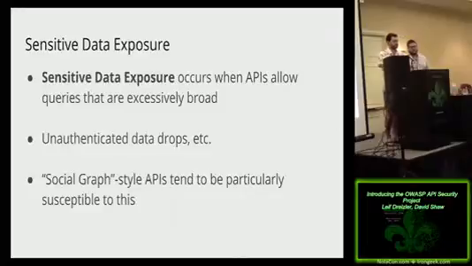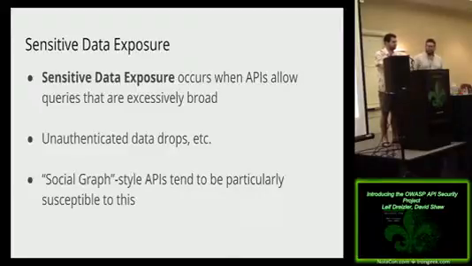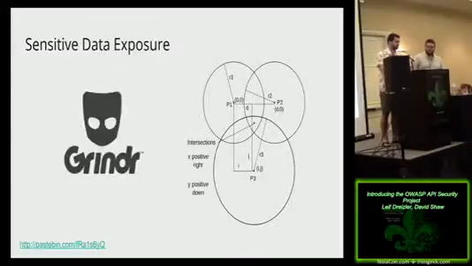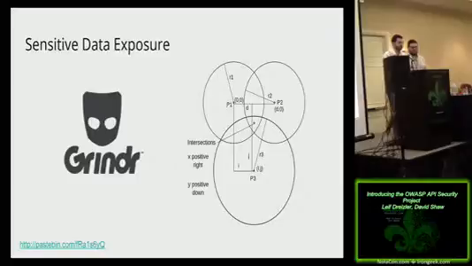Sensitive data exposure. This occurs when APIs allow queries that are excessively broad. A major example of this would be social graph style APIs that seem to be particularly vulnerable. An example of this would be the Grindr vulnerability from a couple of years ago. Basically, as an unauthenticated user, you could log into Grindr and say, show me the 50 closest people that are also signed up for Grindr.